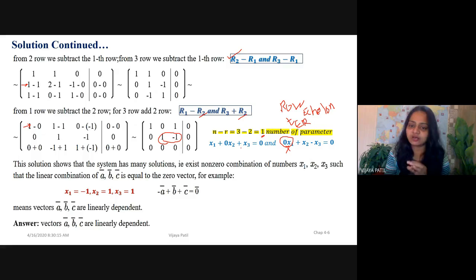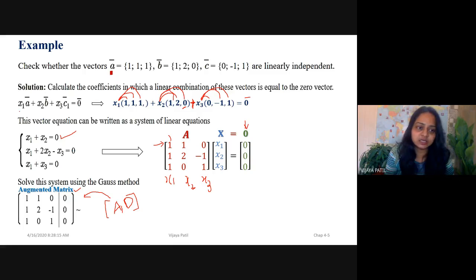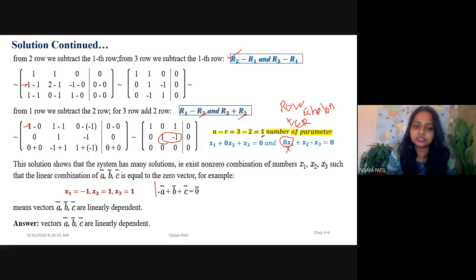It's very simple. You just have to work on that. So x1 is -1, x2 is 1, and x3 is equal to 1. If I put this set of values into this equation, I get the relation between these three vectors: minus a bar plus b bar plus c bar is equal to 0 bar. That means I have got some relation.